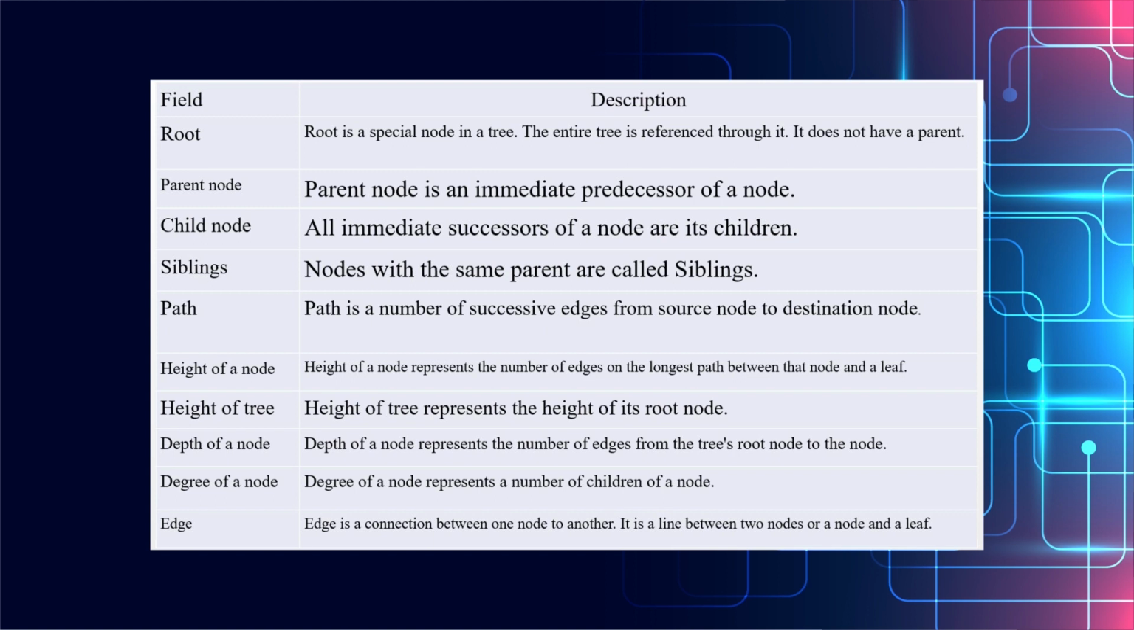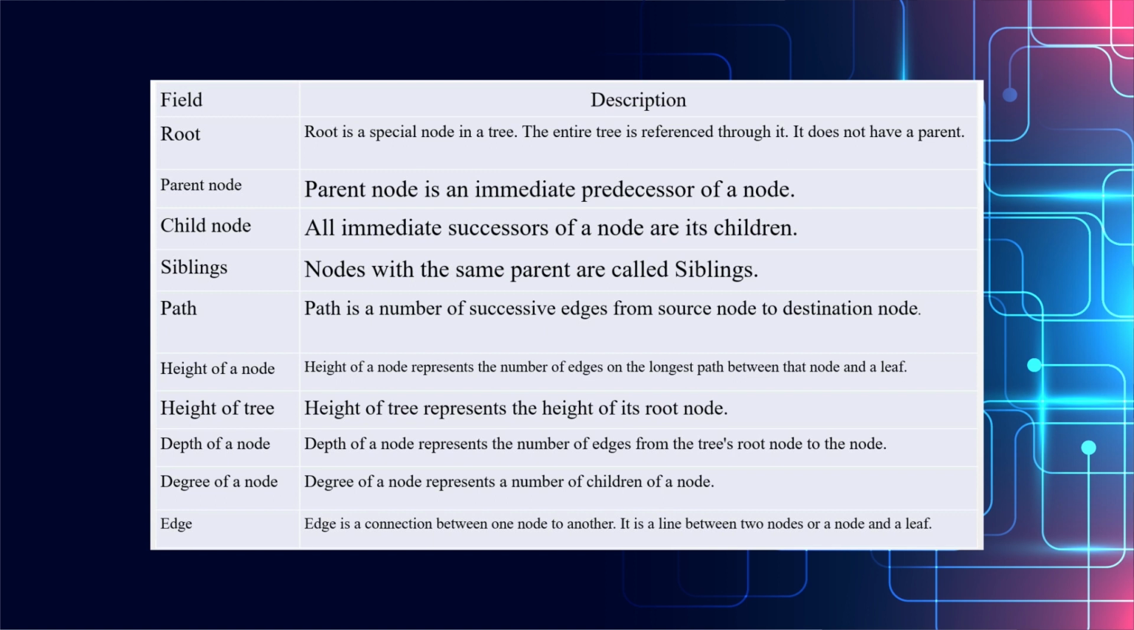Height of the node. Height of the node represents the number of edges on the longest path between the node and the leaf node. As I told you, leaf node means it does not produce any child. Next field is height of the tree. Height of the tree represents the height of its root node in the tree.